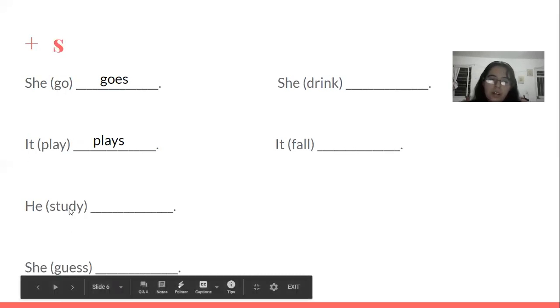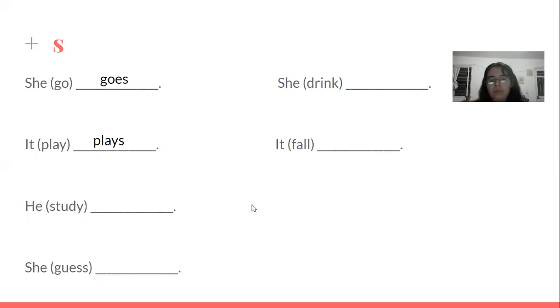So here we have a consonant D and then the Y, so it would be studies. We change the Y to an I and then add ES because it's a consonant and then a Y. The fourth one says she guess. What would that be? She, it ends in double S, so it would be she guesses.